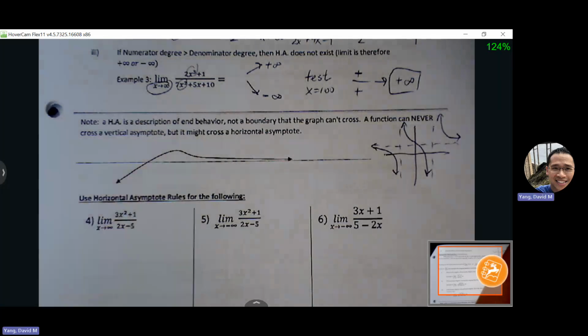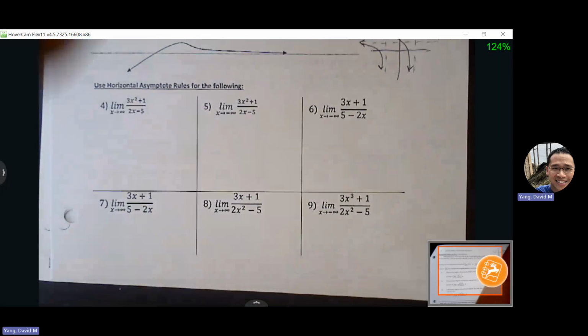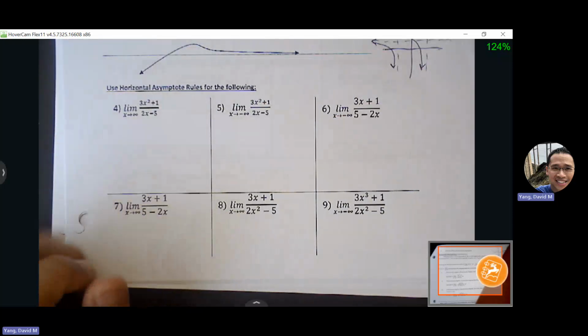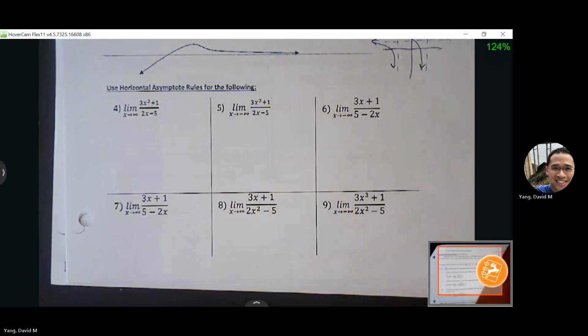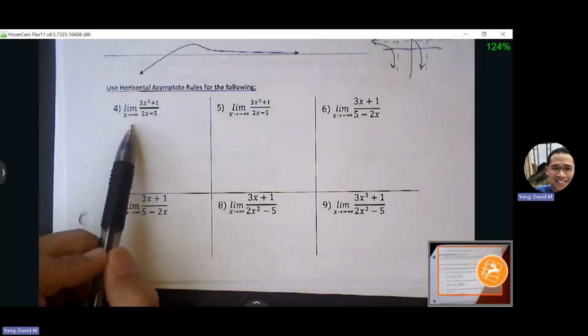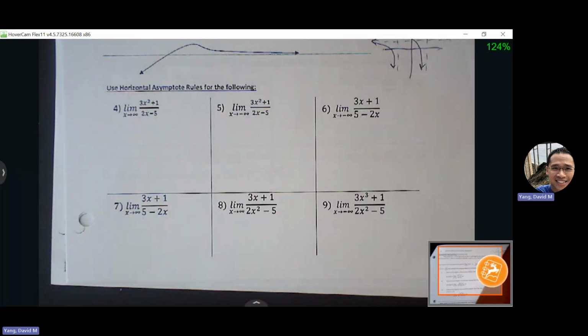Okay, so let's see if we can practice 4 through 9 and let's see how we do. And now we'll go over these problems once you guys try it. All these are approaching either positive or negative infinity, so you know you're going to compare degrees for each of them, and it's going to fall into either category 1, 2, or 3.